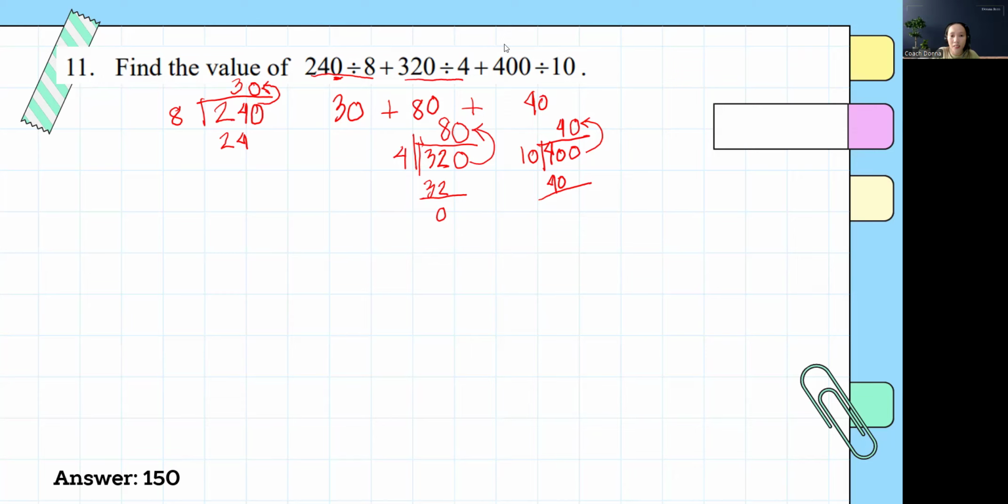Okay. Let's proceed. So we have here 30, 80, 40. Let's add them up. 40 plus 80, that's 120. Let's show it here. That's basically adding 4, 8, and 3, right? Because 0 plus 0 is just 0. So 4 plus 8 plus 3 is equal to 15. And then the 0 earlier, that's 150. So our answer is 150.